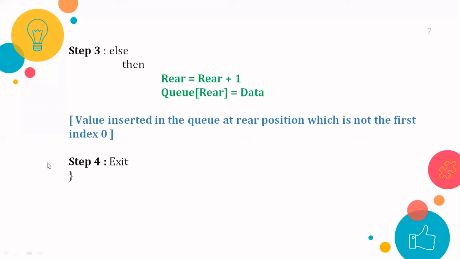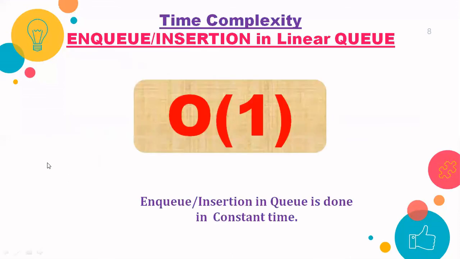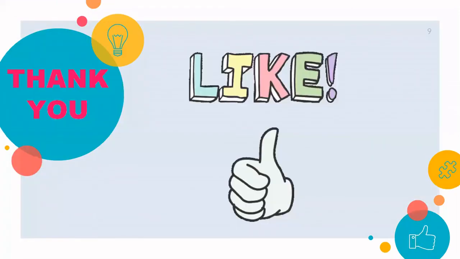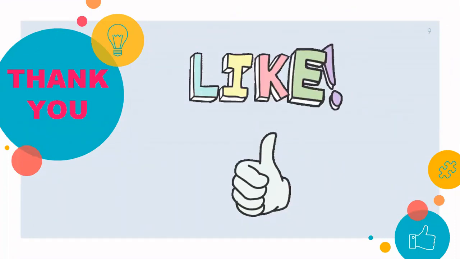In this way, this was all about the algorithm of insertion in linear queue, right? Now coming to the time complexity for the enqueue or insertion operation in linear queue, that is big O of 1, because to insert one single element at the given index, it just takes constant time, right? So this was all about the basics of insertion in linear queue.